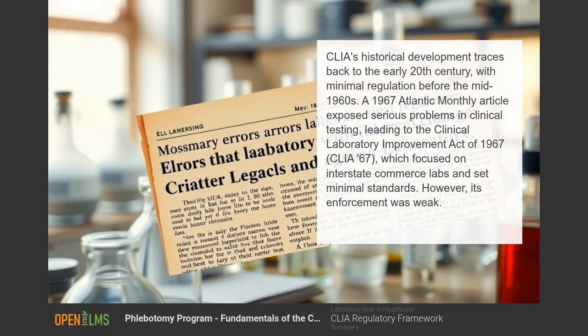CLIA's historical development traces back to the early 20th century, with minimal regulation before the mid-1960s. A 1967 Atlantic Monthly article exposed serious problems in clinical testing, leading to the Clinical Laboratory Improvement Act of 1967, CLIA.